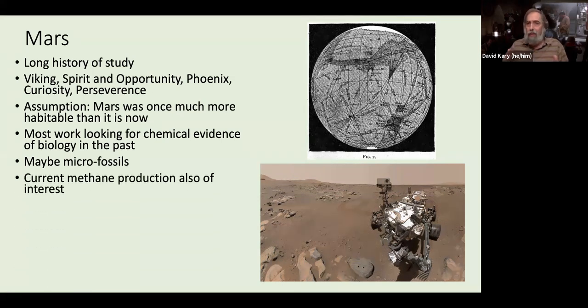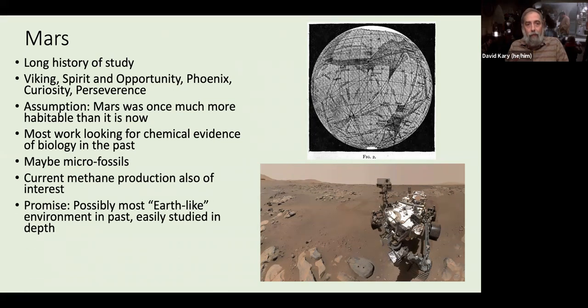There are a few things happening now that have sort of tweaked people's interest. There's methane that's coming up from the interior at various times, and some folks have wondered if maybe that's being produced by life. That's still sort of a shaky one, but it's definitely a thing that's of interest. So the promise here is that Mars has at times had what might have been the most Earth-like environment in the solar system, particularly at the point in time when life was starting on the Earth. So if life was starting here, why didn't it start there too? Maybe it did. That's sort of a lot of the reasoning that's going on here.